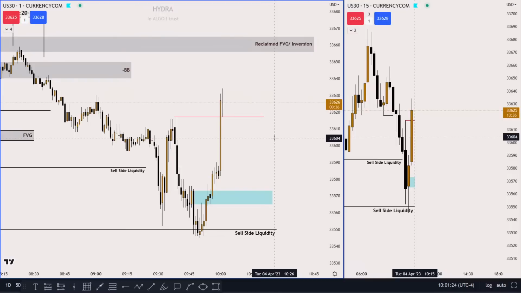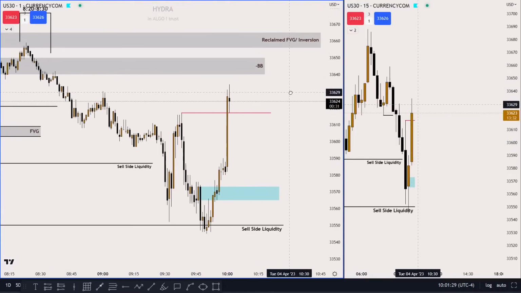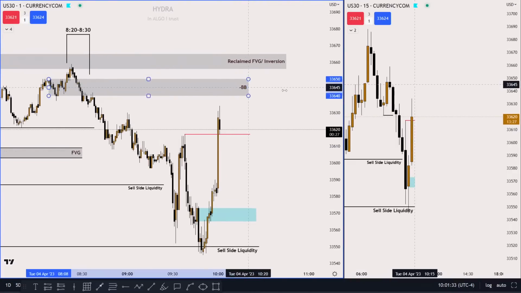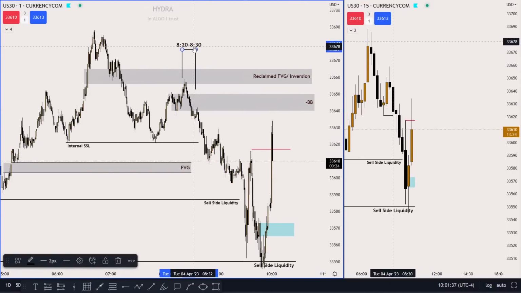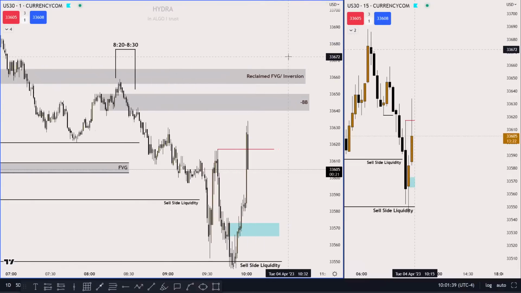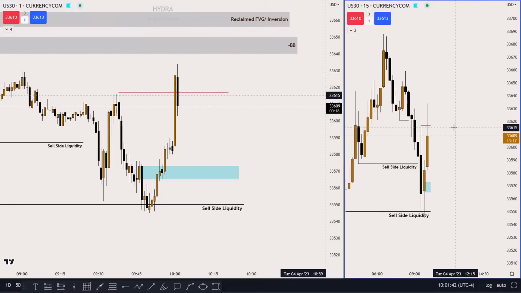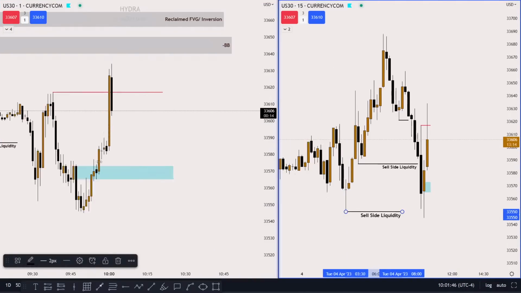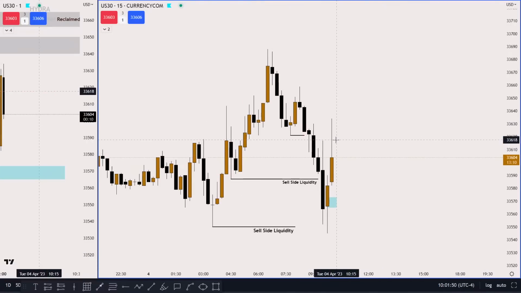Time to short? No, it's not our time to short yet. We have our old breaker block right here, right? We also have this reclaimed fair value gap right here, this inversion. Let's just wait and see what price does. On US30, if you look on the 50-minute chart, price just hit a fair value gap on the 50-minute.